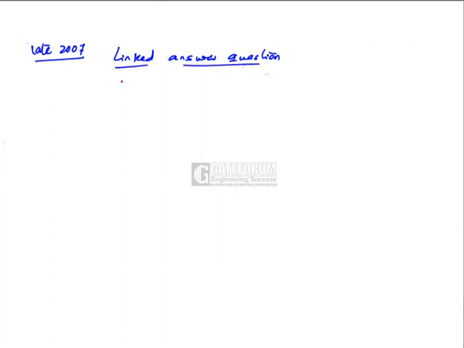Now I shall solve a problem in GATE 2007, that is linked answer questions. Given for 4 marks. The problem goes like this.